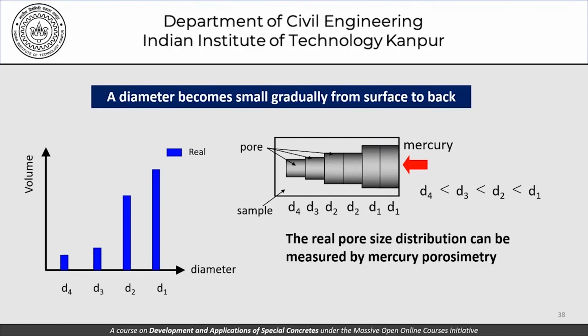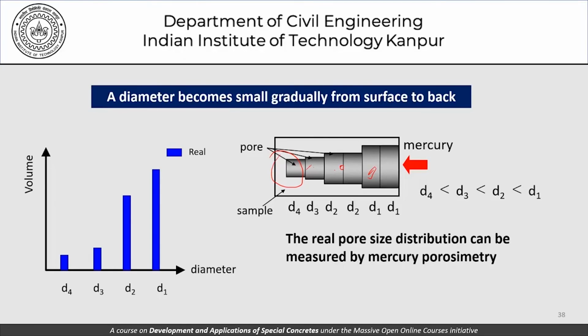As the diameter becomes small, gradually from the surface to the back. Now this is something which we have assumed, that as mercury is being intruded, the smallest diameters are sitting conveniently hidden at the back, and here we have a larger diameter than this, here we have a larger diameter than this, here we have a larger diameter than this. So the diameters are very nicely arranged, and that's the beauty of a presentation.